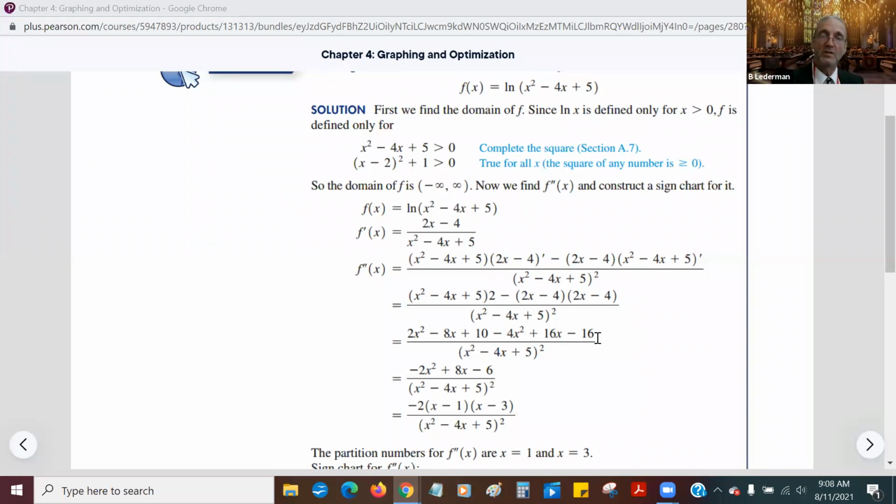Or you could have just done this step and left it that way, or you could have just done that and left it that way. Or you could go all the way to the end, but you don't really have to go all the way to the end to get credit for solving it.